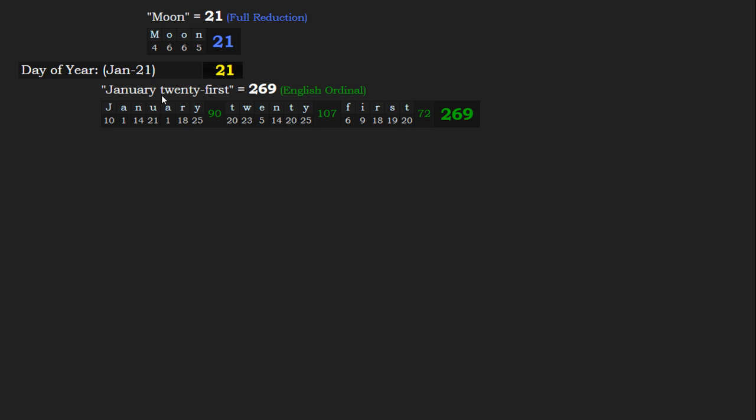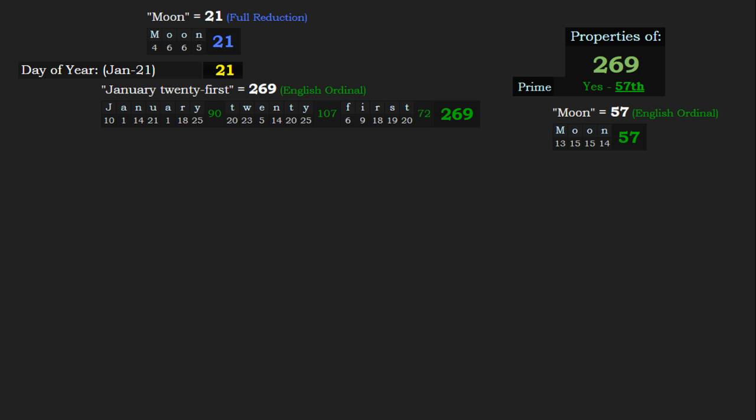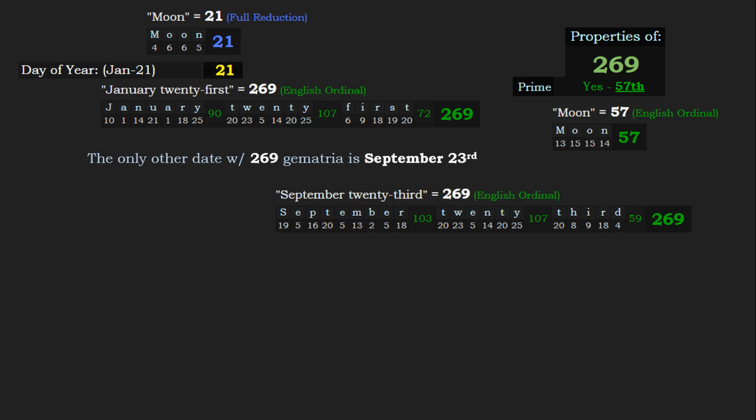In the standard reduction method, the word moon equals 21. The 21st day of the year is January 21st. In the alphabetic order, January 21st equals 269. Again, the 57th prime number. The only other date with ordinal gematria of 269 is September 23rd.